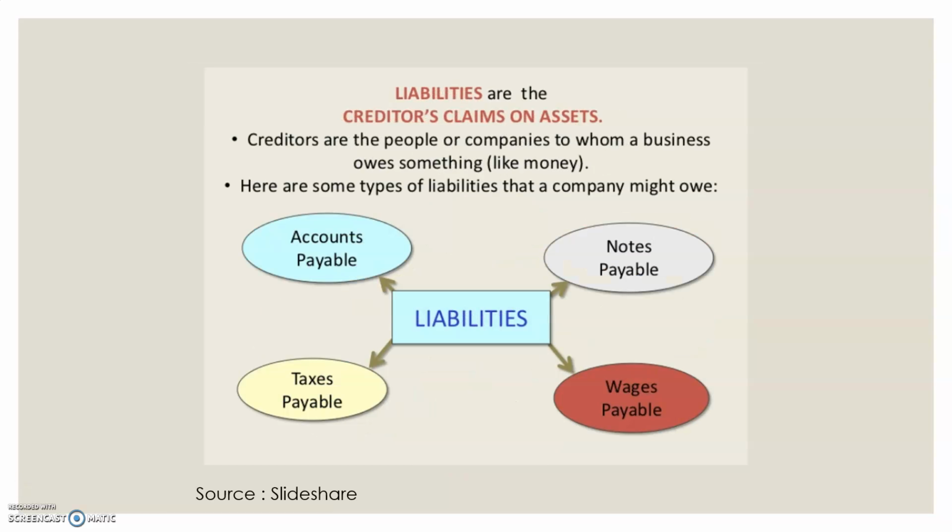Next, the liabilities. Liabilities are the creditors' claims on assets. You have various types of liabilities. Accounts payable, that is, whenever you have bought goods on credit, you have to pay them back. So the total amounts payable represent the accounts payable or your creditors. Taxes payable, wages payable, notes payable. Suppose you have taken a loan, a bank loan, then that is also a liability. So a bank overdraft is a liability. So a lot of liabilities are there for you.